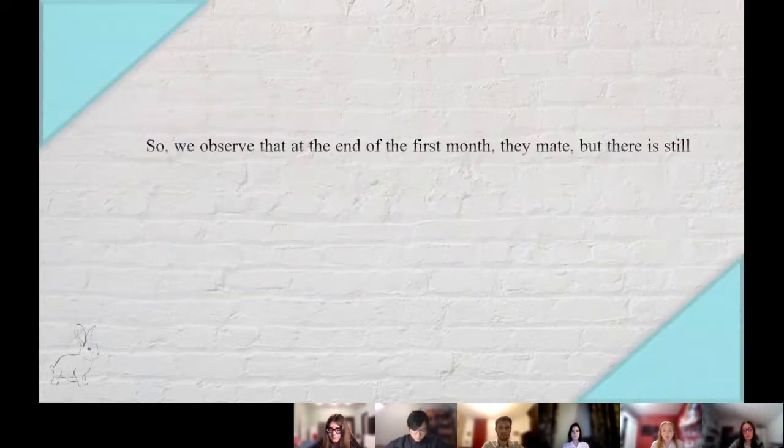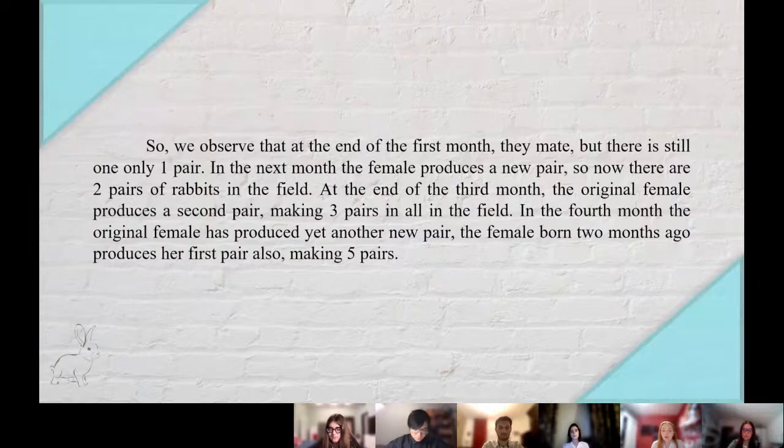Knowing that, we can observe that at the end of the first month, they mate, but there is still only one pair. In the next month, the female produces a new pair, so there are 2 pairs of rabbits in the field. At the end of the third month, the original female produces a second pair, making 3 pairs in all in the field. In the fourth month, the original female has produced yet another new pair, and the female born 2 months ago produces her first pair, making 5 pairs in our field.